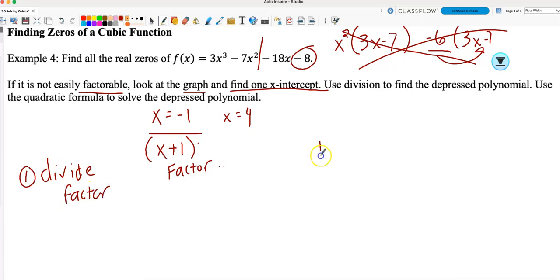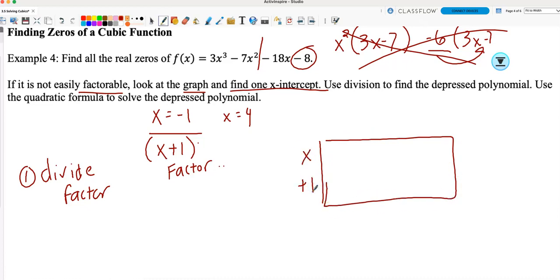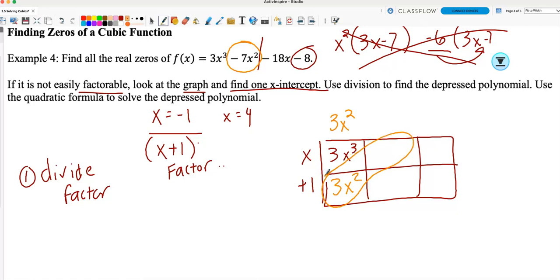So step 1, I'm going to divide by a factor. Okay, so let's do my box method. I've got an x plus a 1, and I'm going to put my 3x cubed in my first box. So I'm going to divide everything by an x plus a 1. On the top, you will have 3x squared to multiply to get you 3x cubed. And then I'm going to multiply my 3x squared by a 1 to get 3x squared. Now, I don't want a 3x squared in my problem. I want a negative 7. So I need to force something in the diagonal to get me a negative 7. So a negative 10x squared and a positive 3 will get me to a negative 7x squared.